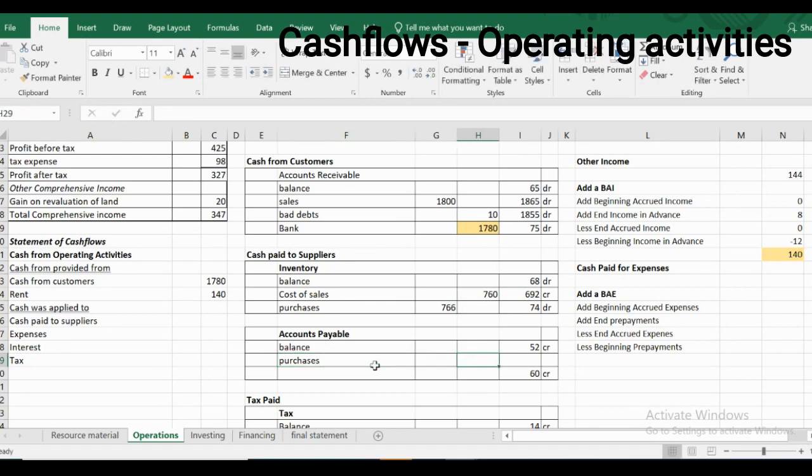Okay. So accounts payable, our purchases are going to increase the amount we owe. So therefore it's going to be a credit there because we owe more money or more cash when we purchase our inventory. That's going to give us a balance of 718 credit. So therefore, if our closing balance is 60, how much have we actually paid our accounts payable? And that's going to be 758. That number there is then going to go down in here.